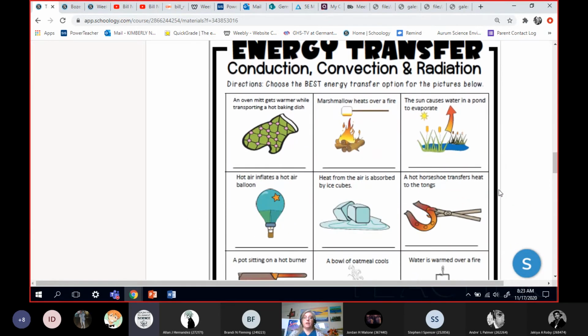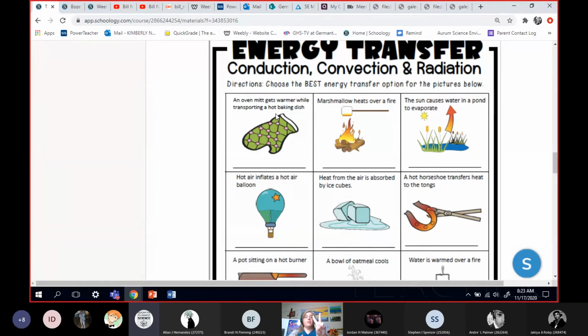So let's see some examples of energy transfer. Now this is where I'm going to need you guys to answer with me. Holler off your mic if you can tell which one this is. An oven mitt gets warmer while transporting the baking dish. Is that conduction, convection, or radiation, do you think? Does anybody have any ideas? This one would be conduction because it's actually touching. Conduct, touch. This one's actually touching your dish. So that one is conduction.